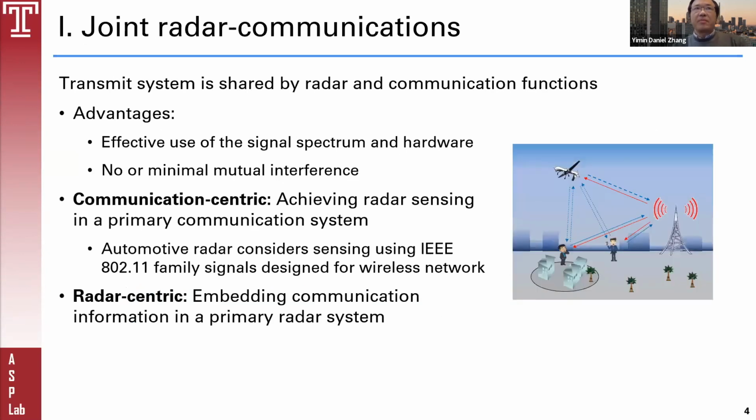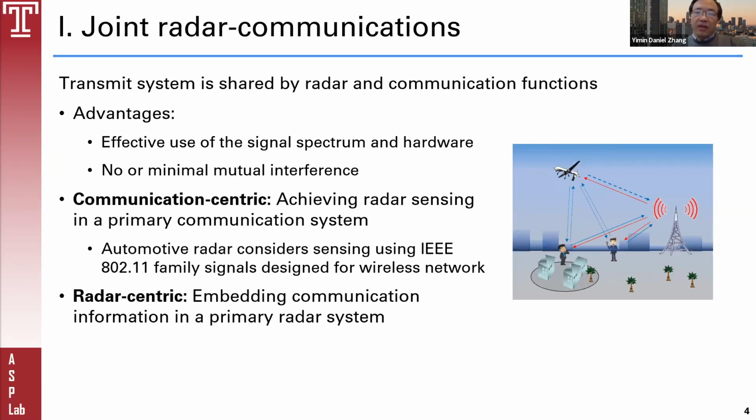Okay, so in the first part, I'm going to talk about joint radar communications. In this case, the transmitter system is shared by radar and communication functions. So the apparent advantages include the effective use of the signal spectrum and the hardware. And also it generates no or minimal mutual interference because the same transmitter system is shared.